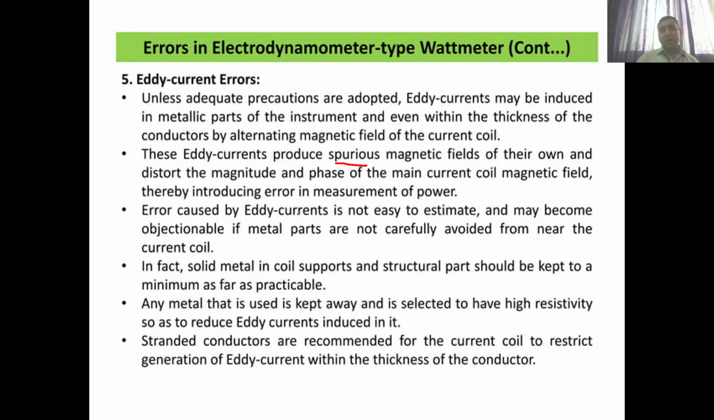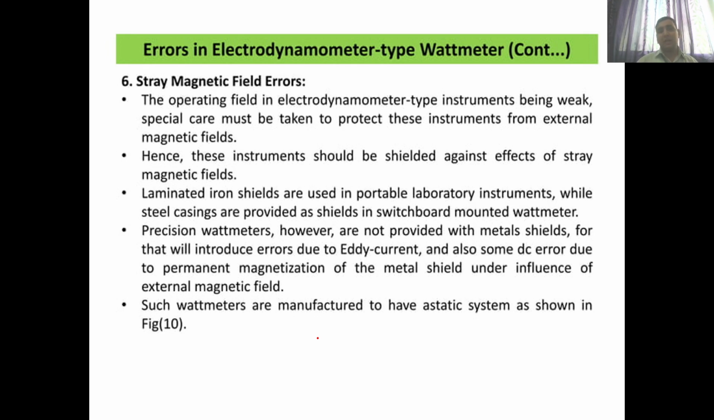The error caused by eddy current is not easy to estimate, as we do not know how much current is made. So metal parts should be carefully kept away from the vicinity of the current coil. In fact, solid metal parts in coil supports or cores should be as few as possible, and in the case of the core we have to laminate it to reduce losses. Metal with high resistivity is selected to reduce the eddy current in the system.